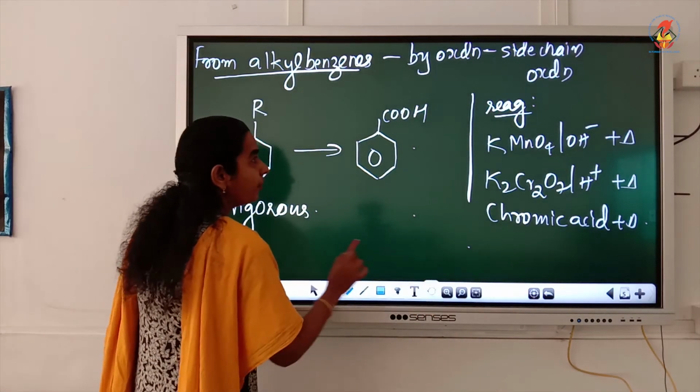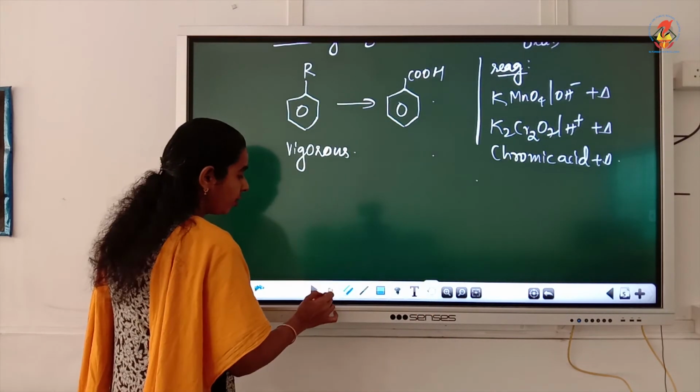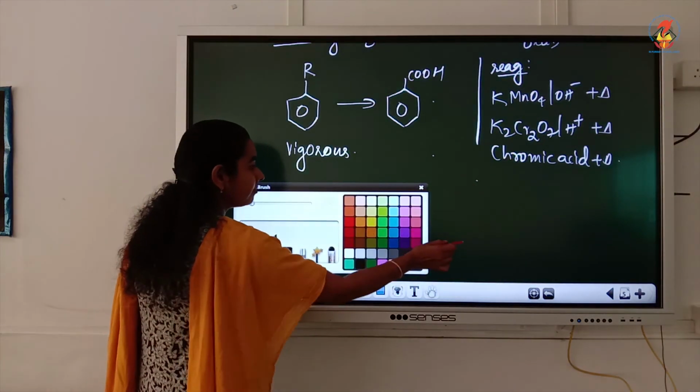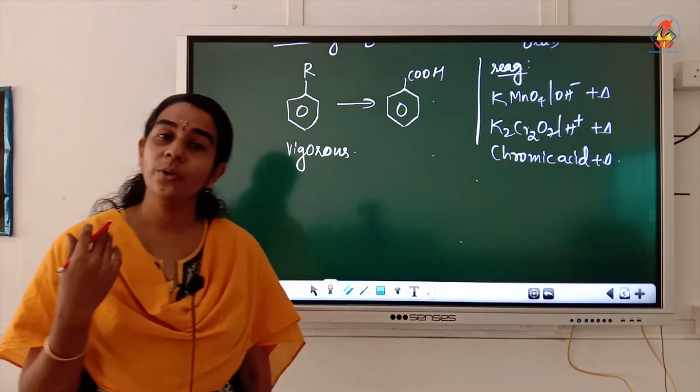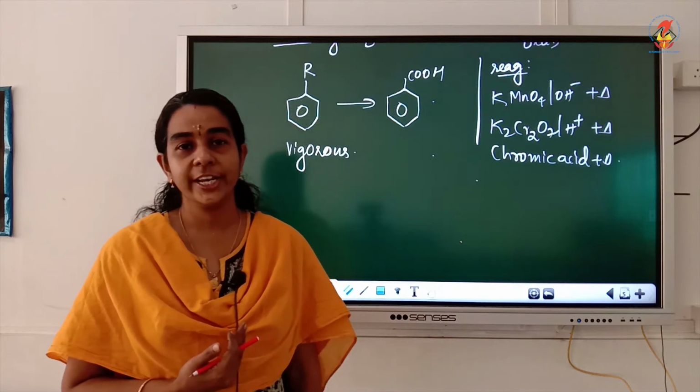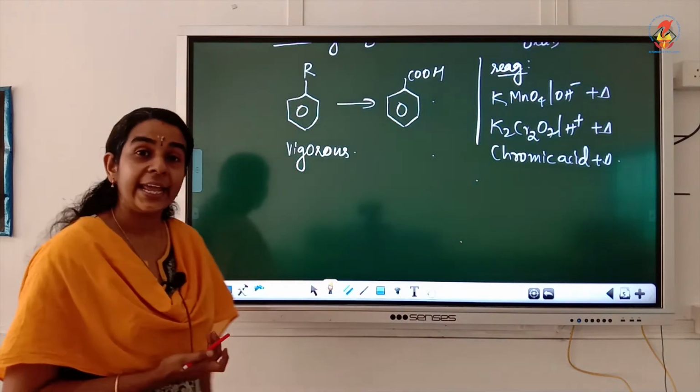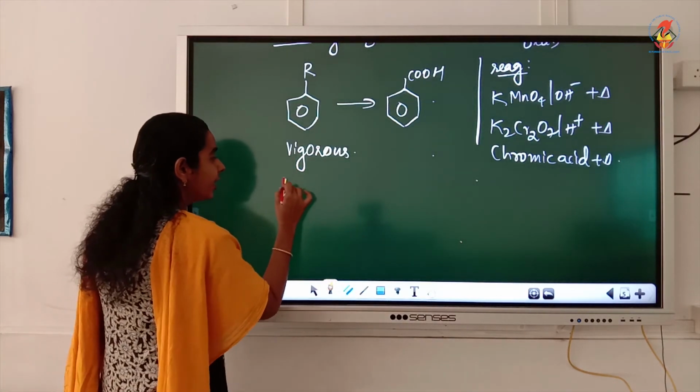The most important point regarding the side chain oxidation is, we cannot oxidize all the hydrocarbon side chains to carboxylic acid, except tertiary group.